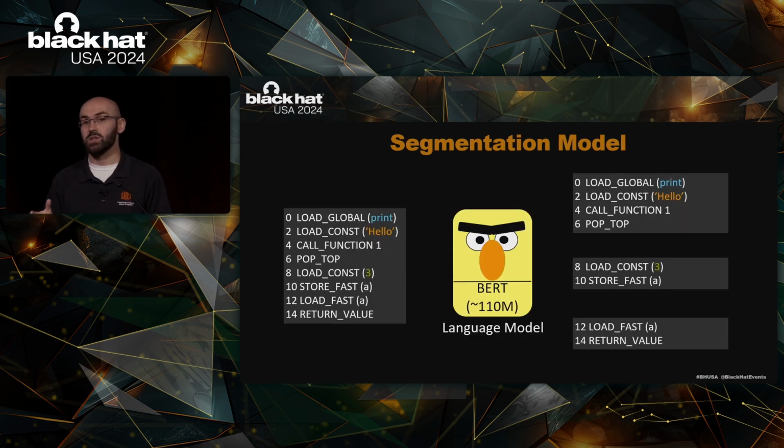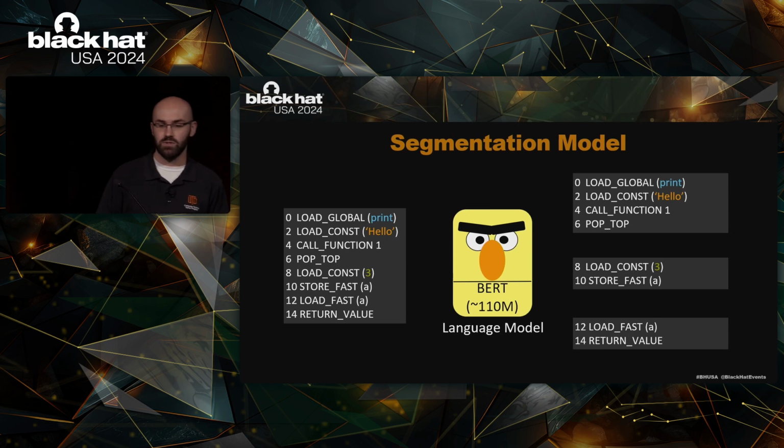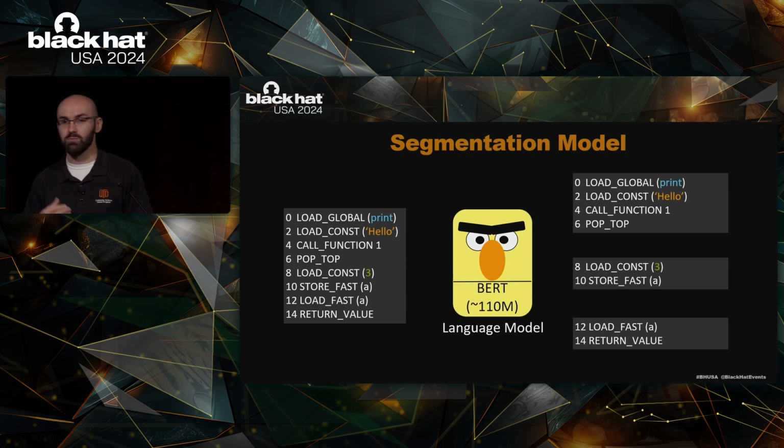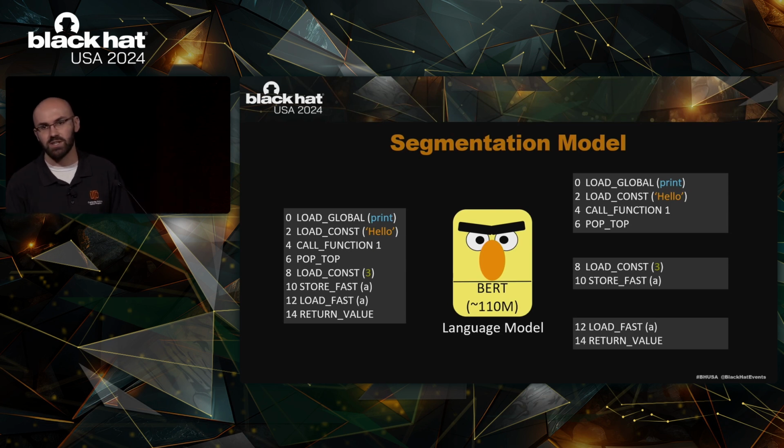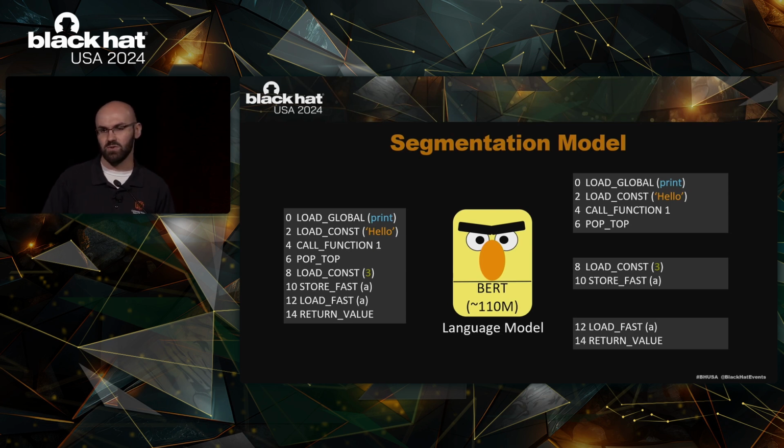Using that association, we can build a data set to train a small language model to predict these statement boundaries. BERT is an older architecture that's been around for a while. It's only about 110 million parameters. Compare that to 1, 2, 3 billion parameters for the small end of large language models these days. But it's helpful for us.